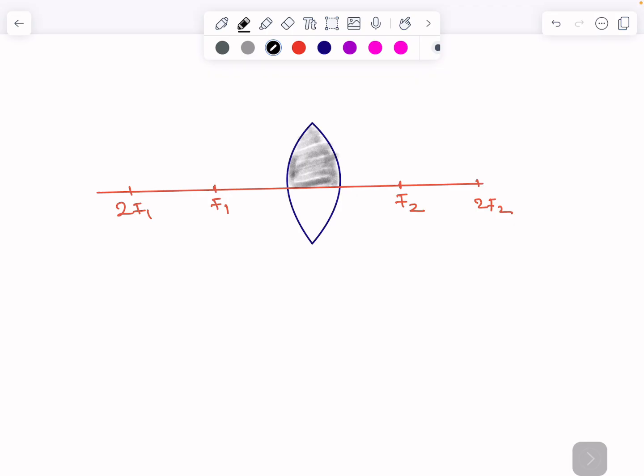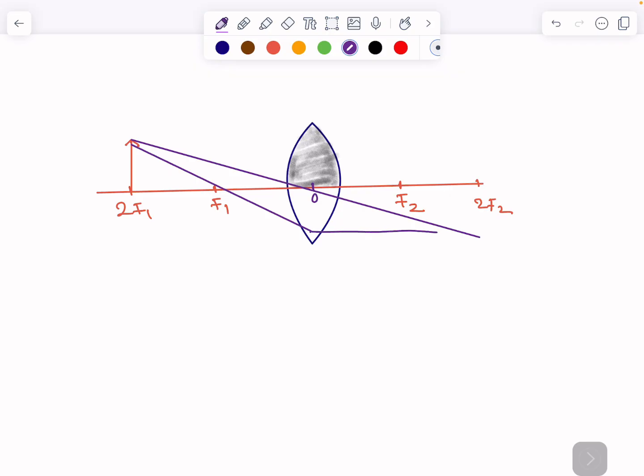Okay, you shade this part, and the ray, suppose let us say the object is kept at 2f1. Now you see the rays are passing through the optical center. So this is the optical center. See, this is the ray which is passing through the optical center, and one more ray you pass. The ray which is passing through a focus, after refraction it becomes parallel. Now you see these two rays are meeting here, in between the points f2 and 2f2, and you will get the image here.